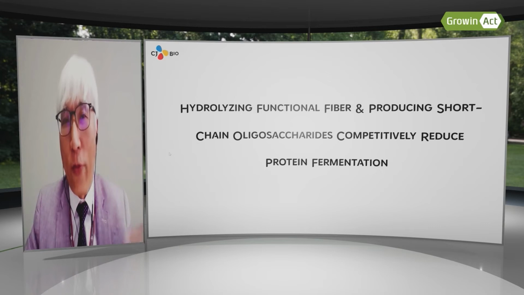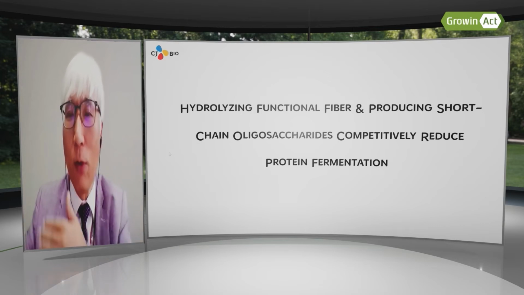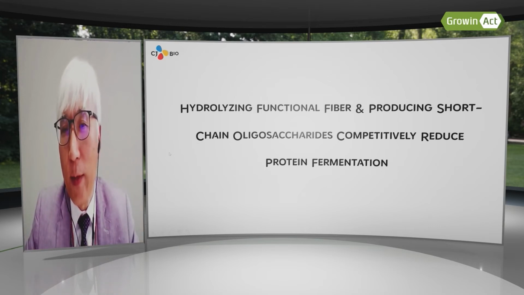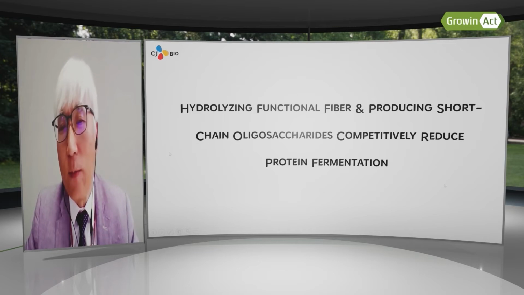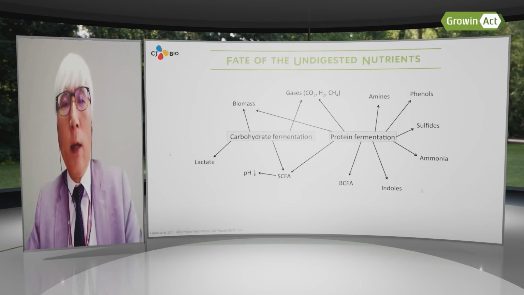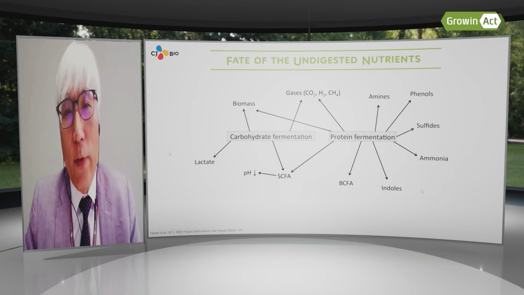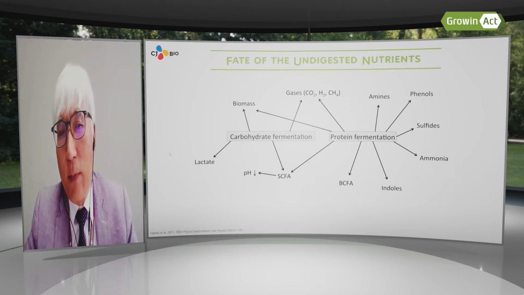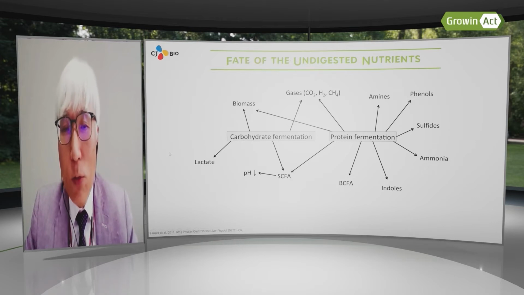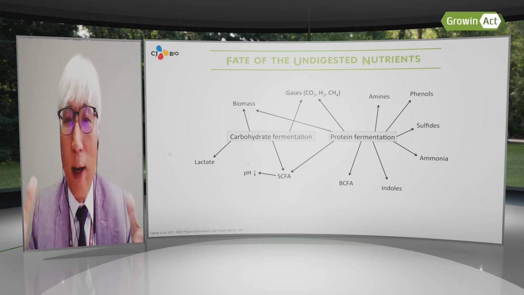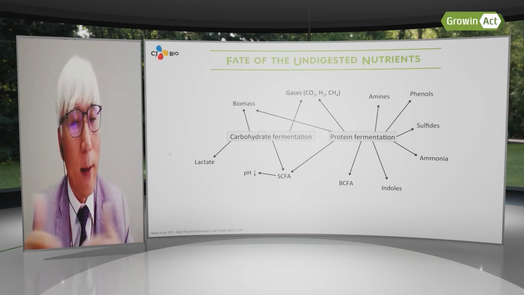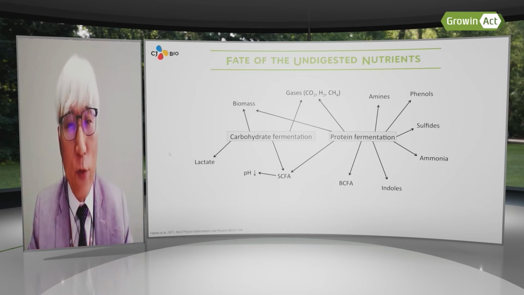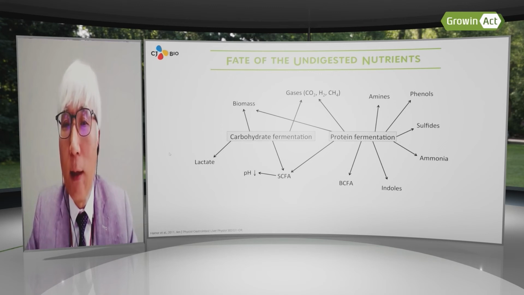So if you can do both, reducing protein and also competitively increasing fiber fermentation, you can minimize protein fermentation in the gut. If you look at the fate of undigested nutrients here, carbohydrate fermentation basically produces short chain fatty acid and lactate, which are energy sources, and also reduces pH in the gut, therefore positively influencing fiber fermenting microbiota.